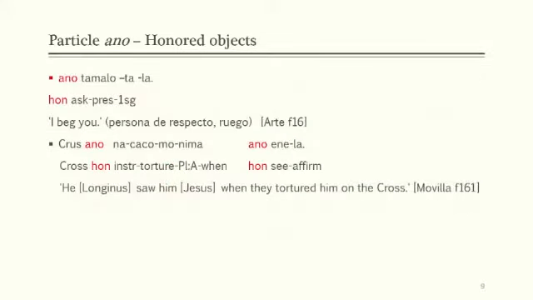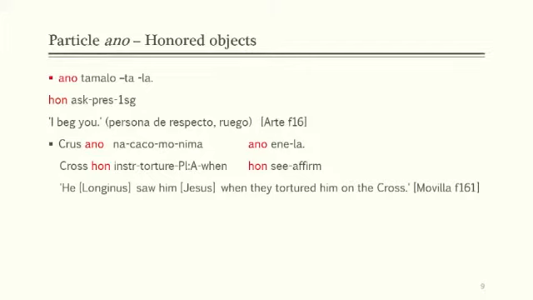We also sometimes get it for honored objects. So ano tamola tala means I beg you, and Pareja in his arte says persona de respeto. I beg you to a person of respect.